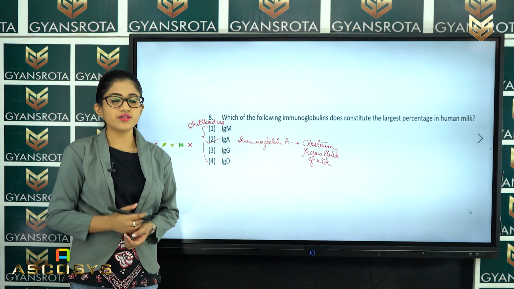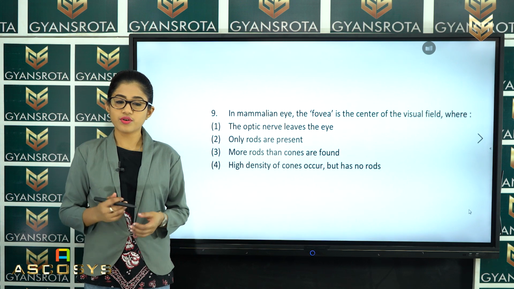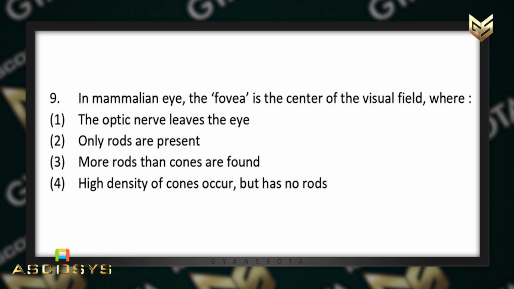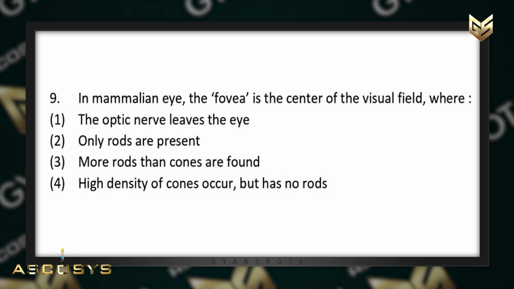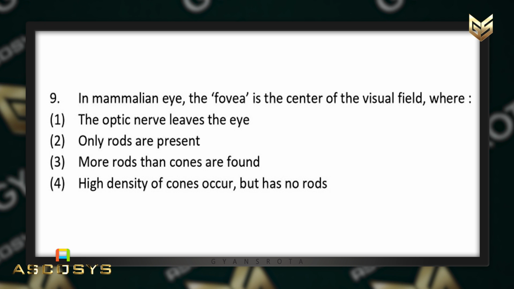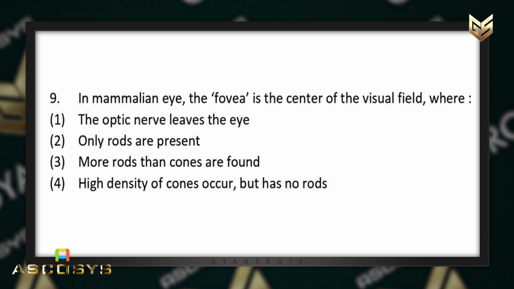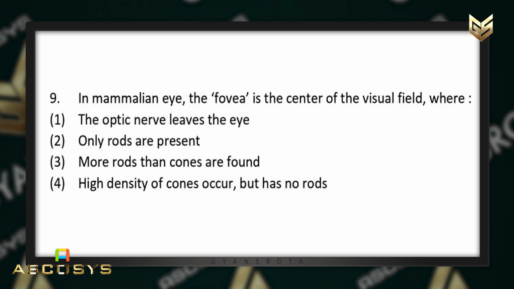Now, let us move on to the next question. Now, the next question is question number 9. In mammalian eye, the fovea is the center of the visual field where 4 options are given here. The optic nerve leaves the eye. Second is only rods are present. Third is more rods than cones are found. And the fourth is high density of cones occur but has no rods.